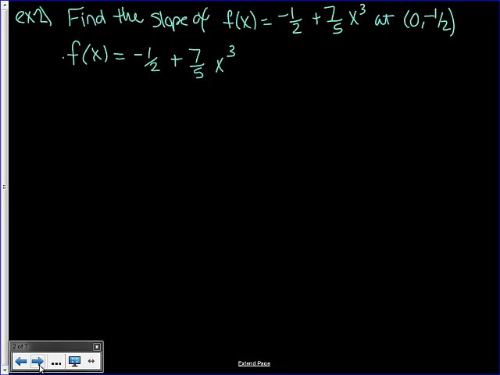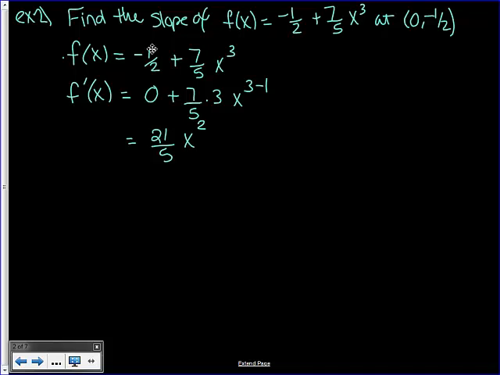Well, let's take my derivative. We have to remember with my derivative, I have to take it in pieces. So let's take the derivative of my first part. Well, f prime of x, the derivative of -1/2 is 0. And then plus, we're going to bring my 3 down. So it's 7/5 times 3 times x to the 3 minus 1. Okay, so 7/5 times 3 is 21/5 x squared. And again, 0 is just 0. So that is my final f prime.